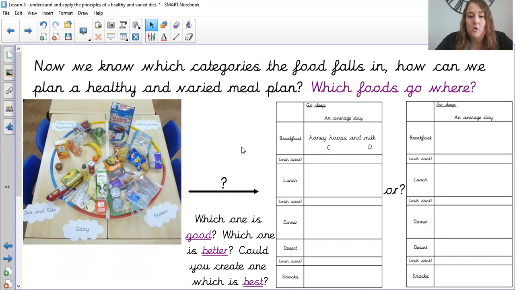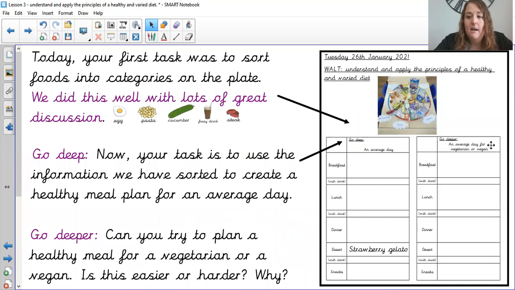If you want to challenge yourselves further, and you don't have to, you can attempt the vegan or vegetarian choice. So just on the Go Deeper on the right-hand side, it's an average day for a vegetarian or vegan. Now, a vegetarian doesn't eat any meat, and a vegan doesn't eat anything from an animal. So have a think about not having anything produced from an animal: no cheese, no milk, none of the meats, of course. Definitely trickier to make sure you've got all those food groups in, but it's there for you if you want a challenge. So I'm just going to go over those now.